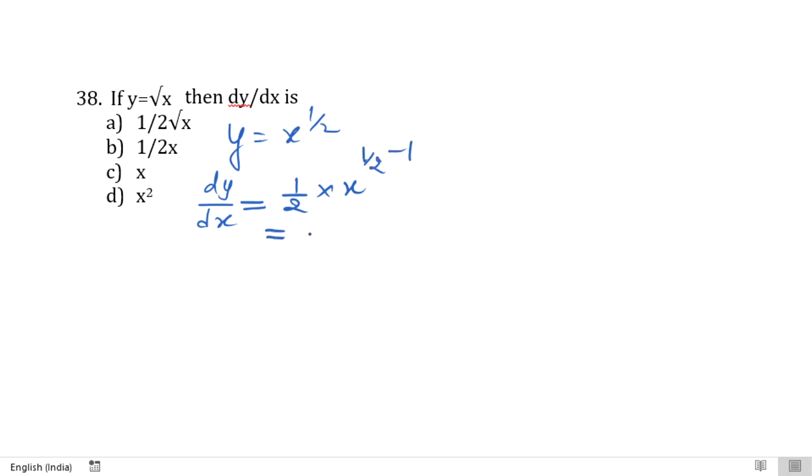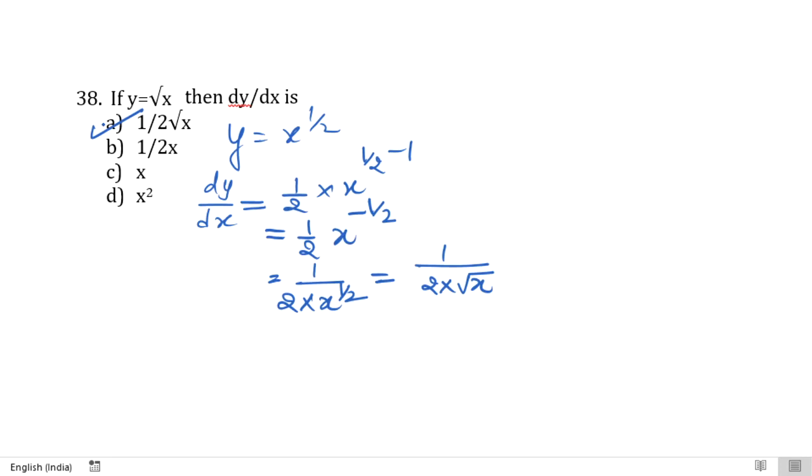So what do I get? I get 1 by 2 into x to the power minus half. Now this minus half comes to the denominator. So it is 1 upon 2 into x to the power half, right? So x to the power half can be rewritten as root x. So this is how the derivative of root x is derived. So the answer is 1 upon 2 root x. Moving on to the next question.